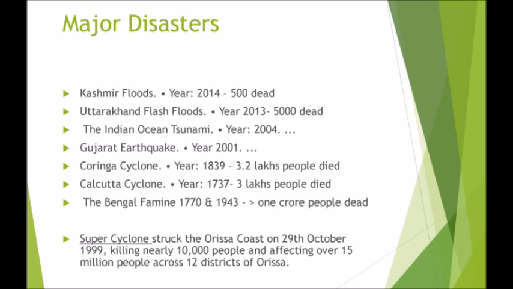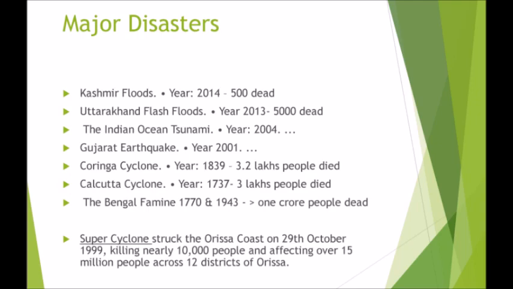A cyclone occurring in the year 1839, 3.2 lakh people died in this. Calcutta cyclone, year 1737, 3 lakh people died in this. The Bengal famine, 1770 and 1943, 1 crore people dead. A supercyclone struck the Orissa coast on 29 October 1999, killing nearly 10,000 people and affecting over 15 million people across 12 districts of Orissa.